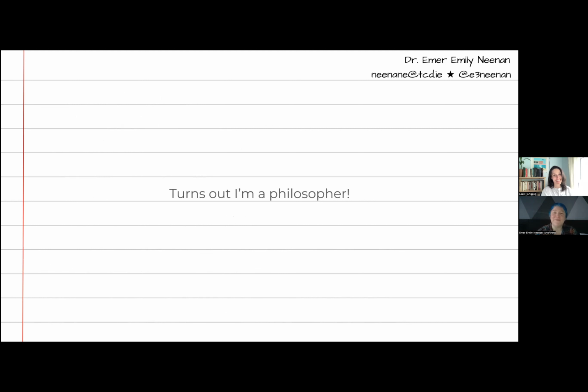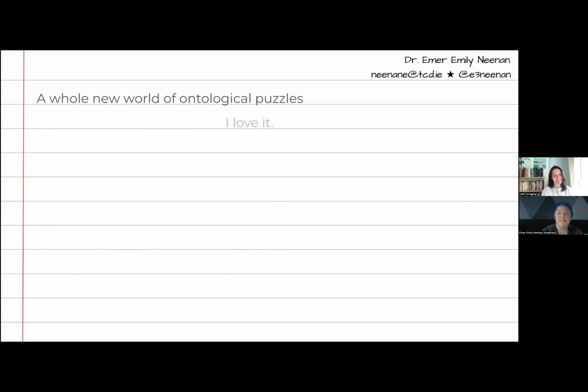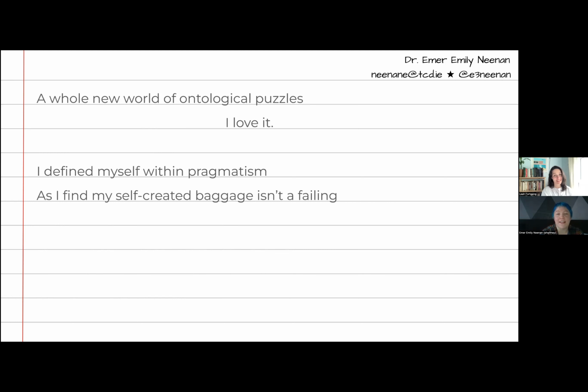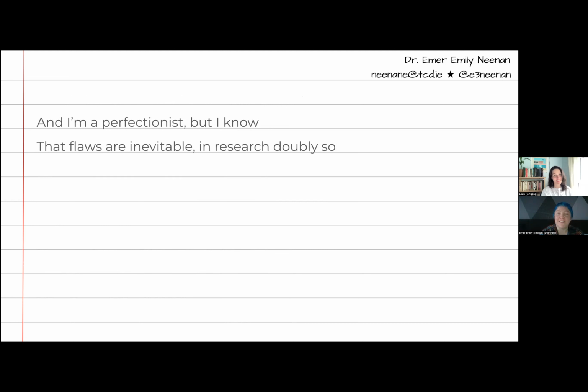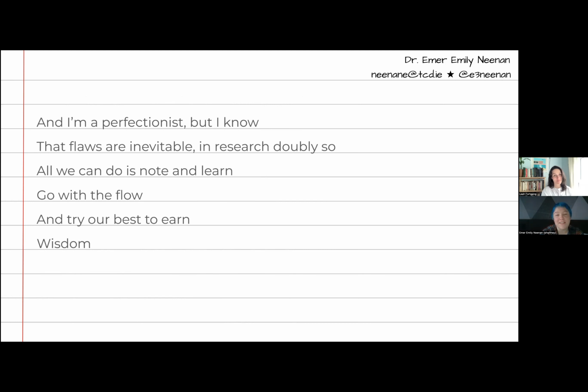Turns out I'm a philosopher. A whole new world of ontological puzzles. I love it. I define myself within pragmatism as I find my self-created baggage isn't a failing, ignoring it is. I can bring my whole person to this. And I did. And I'm a perfectionist, but I know that flaws are inevitable, in research doubly so. All we can do is note and learn, go with the flow, and try our best to earn wisdom to bring whatever next we go.